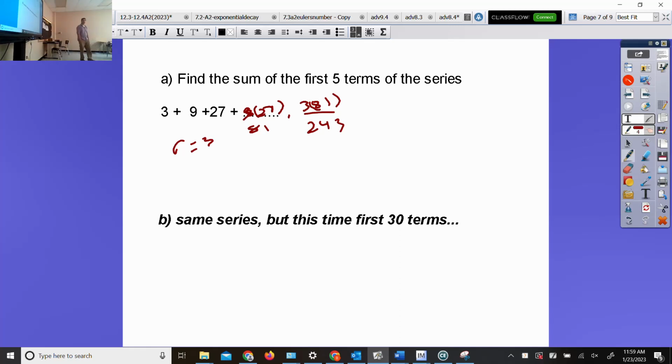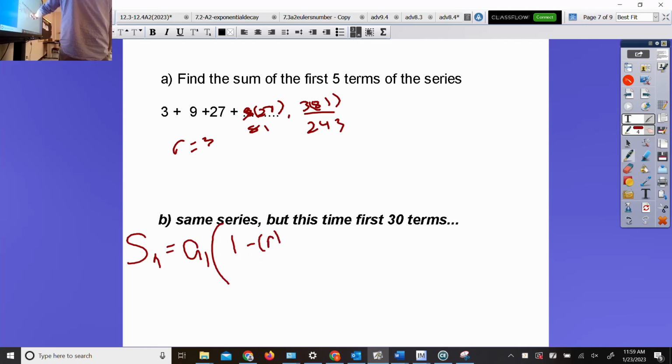Now, would you want to repeat that process for 30 terms? I wouldn't either, okay? Nobody should. Same series, but this time 30 terms. So again, what's your little formula? S of n terms, what is she? A sub 1 times... Grace, try and remember, sometimes you need to wrap that R in a set of parentheses. If it's negative, you have to wrap it. Positive, don't worry about it.